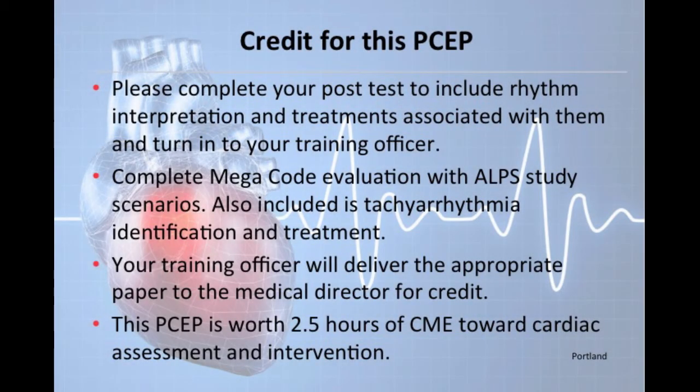For credit for this PCEP, and to meet the requirements for the Clark County PCEP program, you must complete your post-test, to include your rhythm interpretation and treatments associated with them, and complete a megacode evaluation with ALPS study scenarios and tachyarrhythmia identification and treatment. As soon as you're done with that, your training officer will deliver the appropriate paperwork to the medical director for credit. This PCEP is worth 2.5 hours of CME toward cardiac assessment and intervention for both EMTs and paramedics.